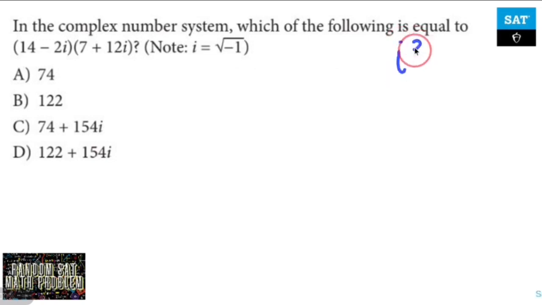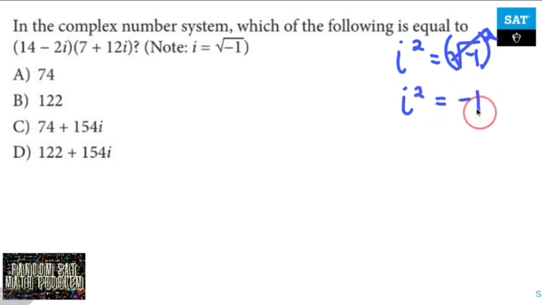i squared is the same thing as saying the square root of negative 1, squared. Now, what a square and a square root do is they cancel each other out. So i squared technically is negative 1. So this is what I'm going to do. This is a FOIL problem.